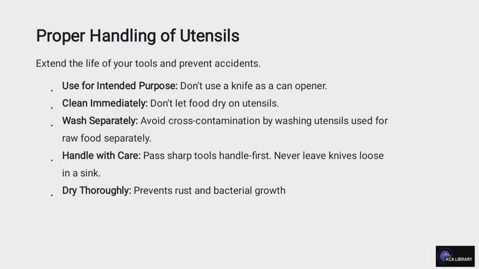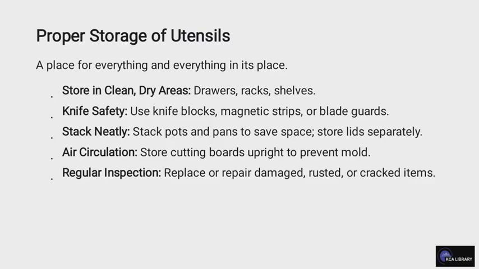Next is you wash separately. You avoid cross contamination by washing utensils used for raw food separately. You need to handle with care. You can pass sharp tools handle first. Never leave a knife loose in a sink. Then dry thoroughly, to prevent rust and bacterial growth.